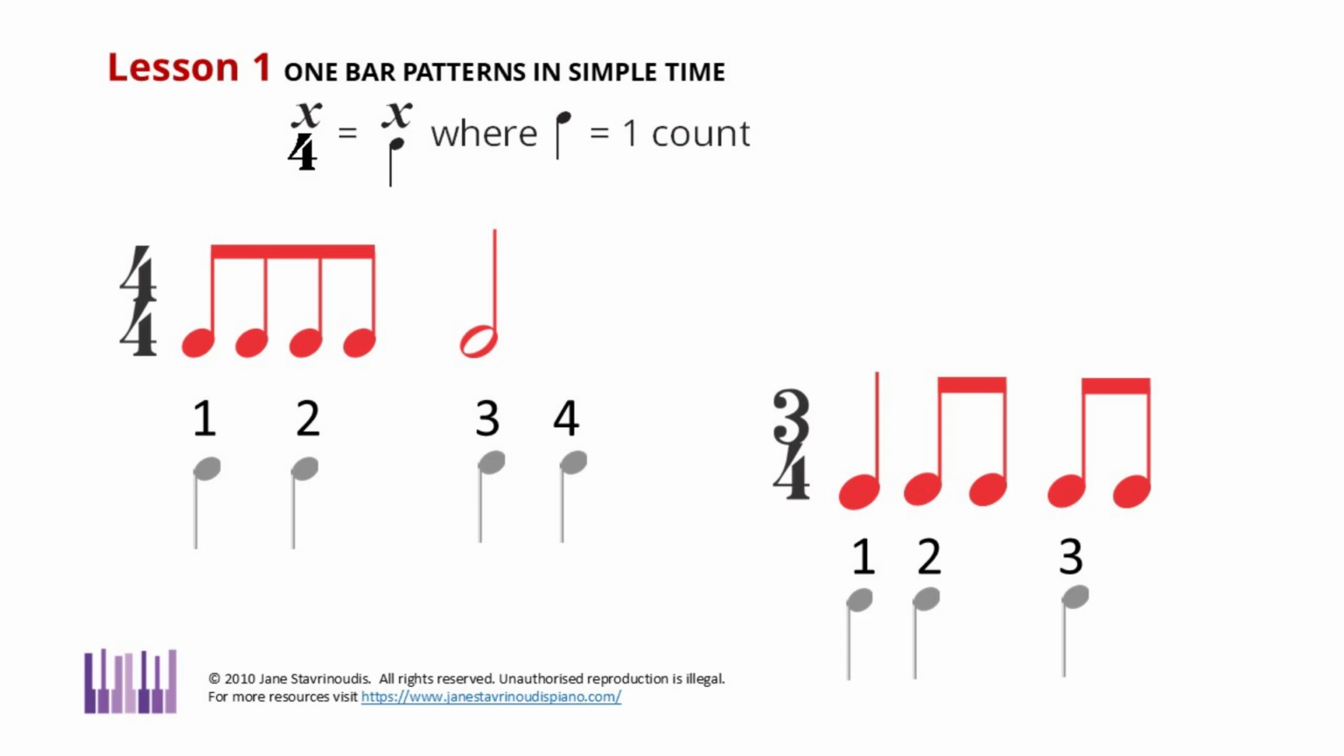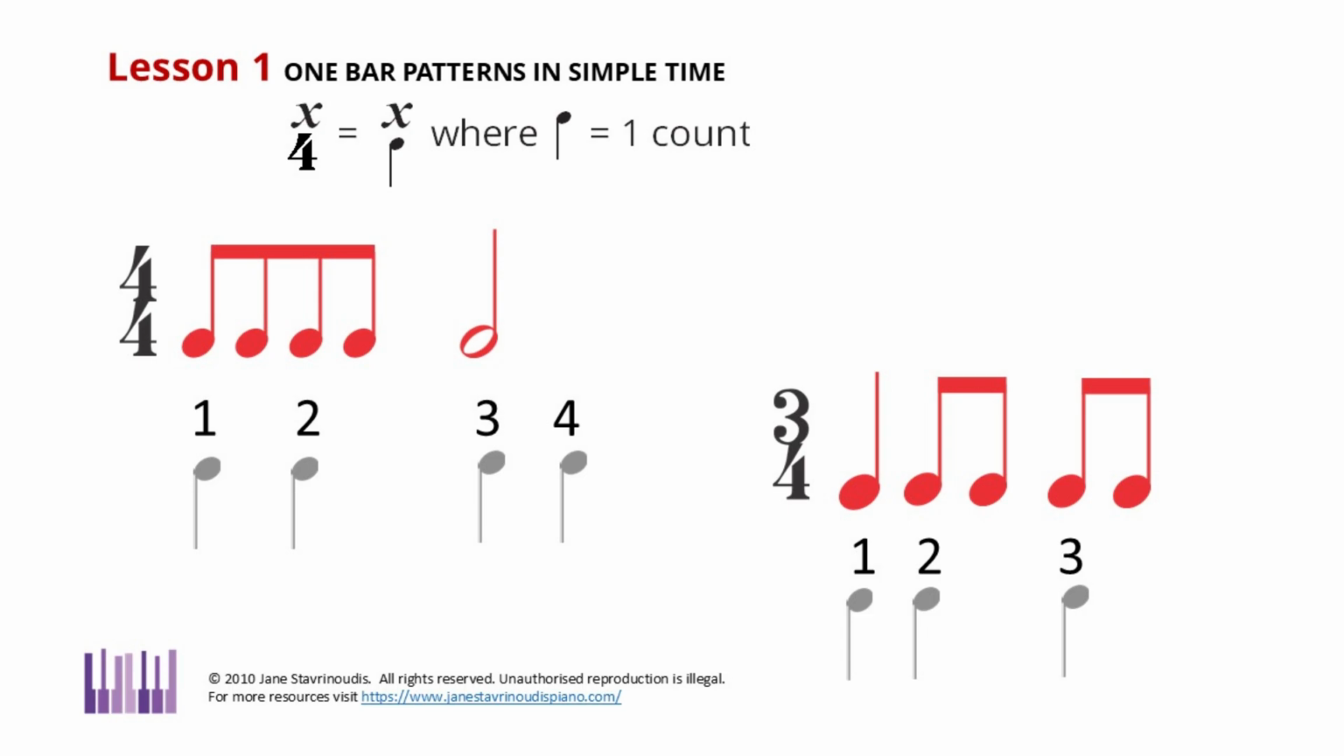Here is an example of a rhythm in 4/4 time, and this is what it sounds like. 1, 2, 3, 4. 1, 2, 3, 4. Notice how all the notes in that bar add up to 4 beats, which you can see as a grey colour. Here is an example of a rhythm in 3/4 time, and this is what it sounds like. 1, 2, 3. 1, 2, 3.